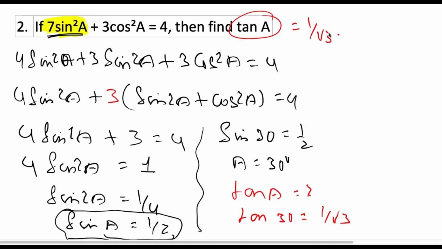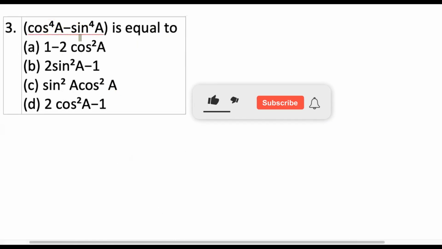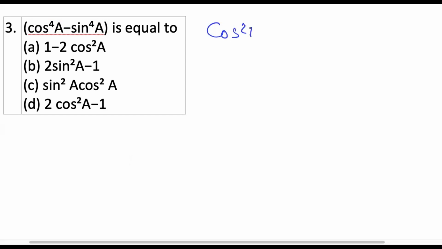Now we'll move to the next question. The next question, which is an MCQ, says cos raised to the power 4 minus sin raised to the power 4 is equal to what? So we have to determine this. Now what we are going to do here is write cos raised to the power 4 as cos square A whole square, and then I can write this as sin square A whole square.